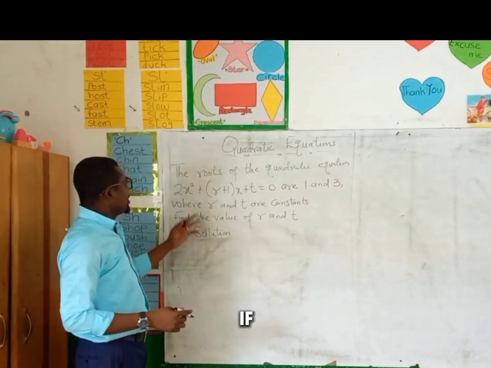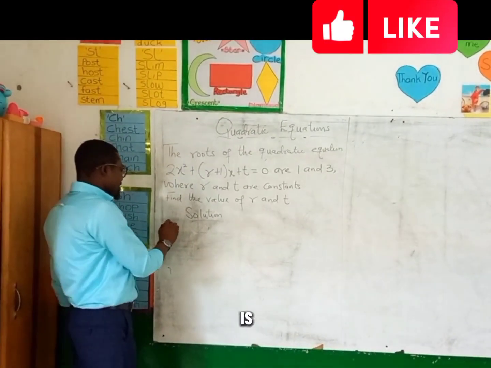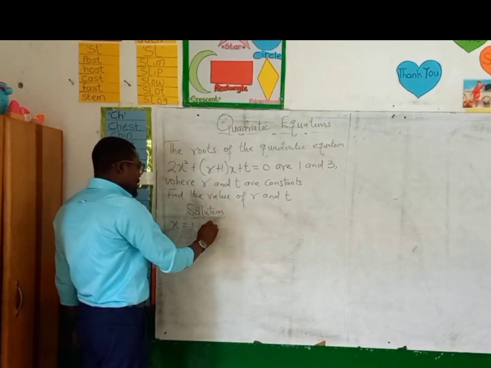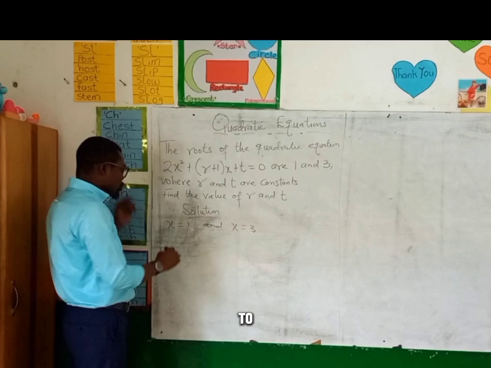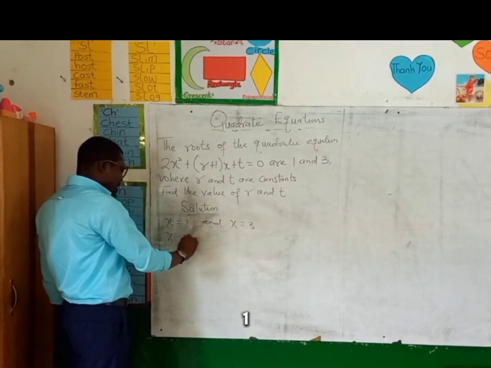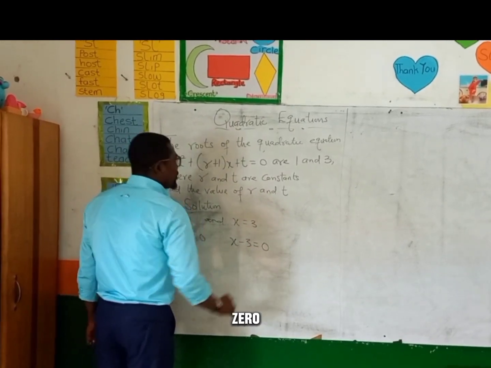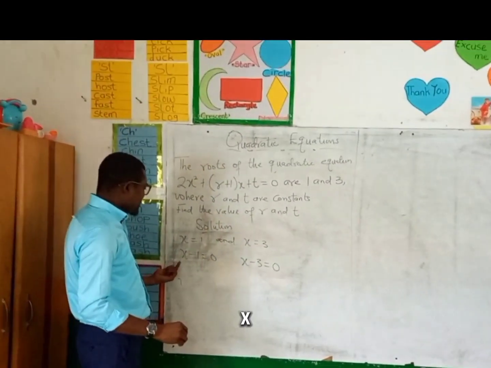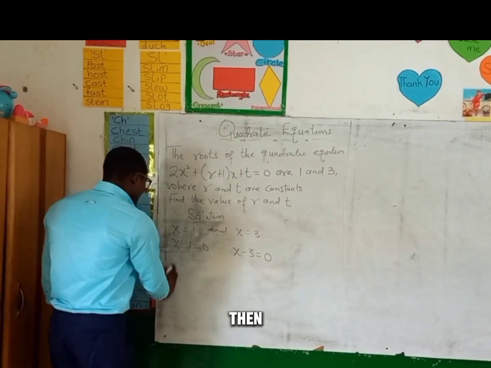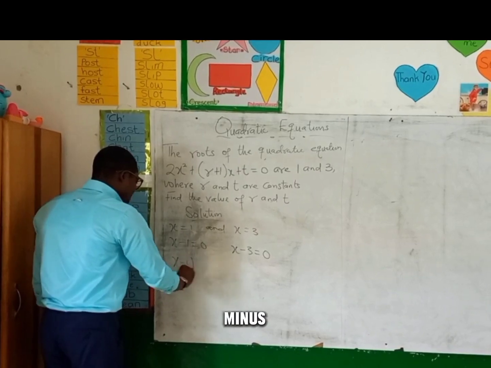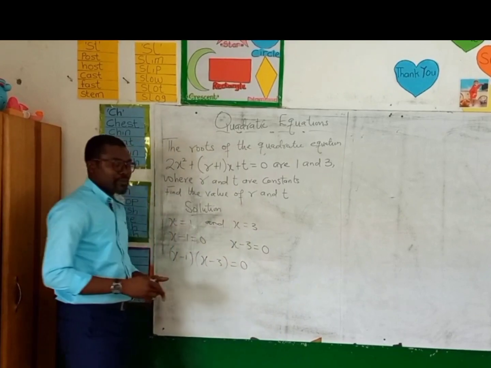Alright, so if 1 and 3 are the roots of the equation, then what it means is that x is equal to 1 and x is equal to 3. Now, if x is equal to 1, then I can say that x minus 1 is equal to 0 and x minus 3 is also equal to 0. Then I can also say that x minus 1 multiplied by x minus 3 will give me 0.